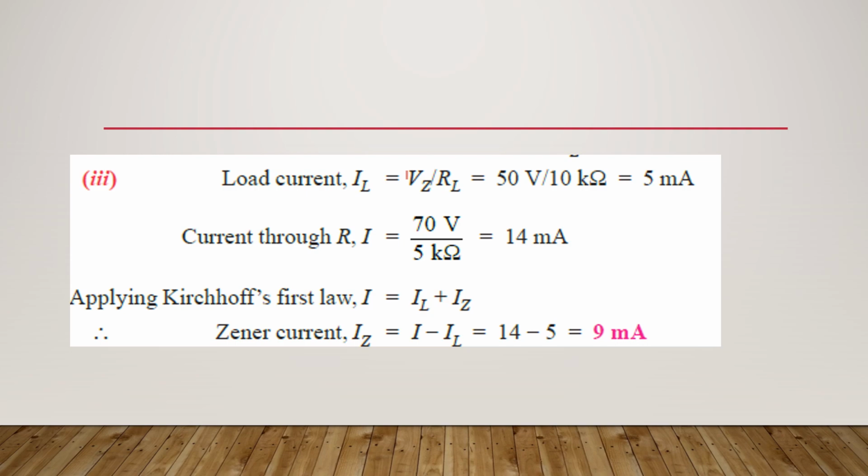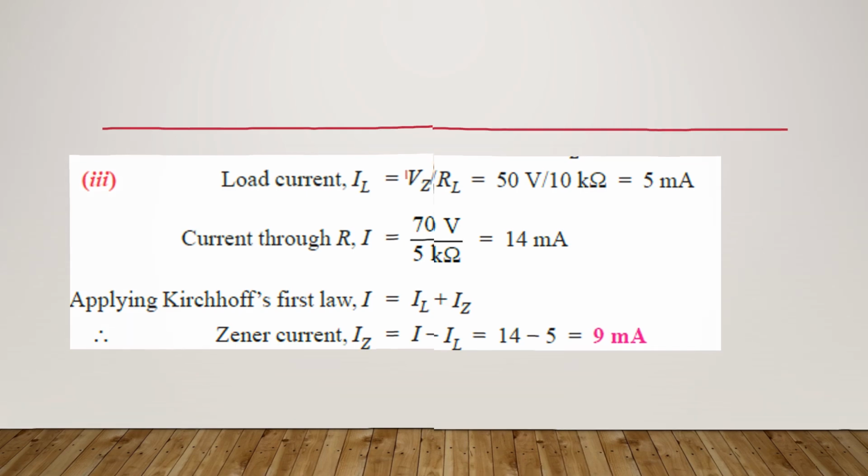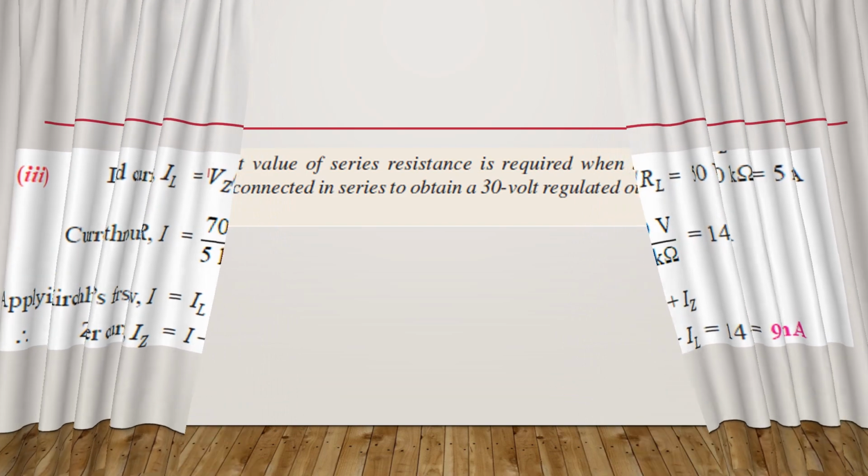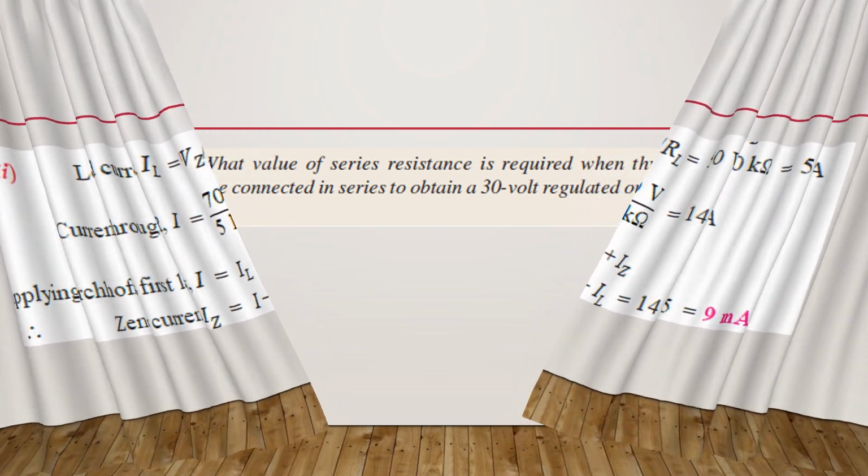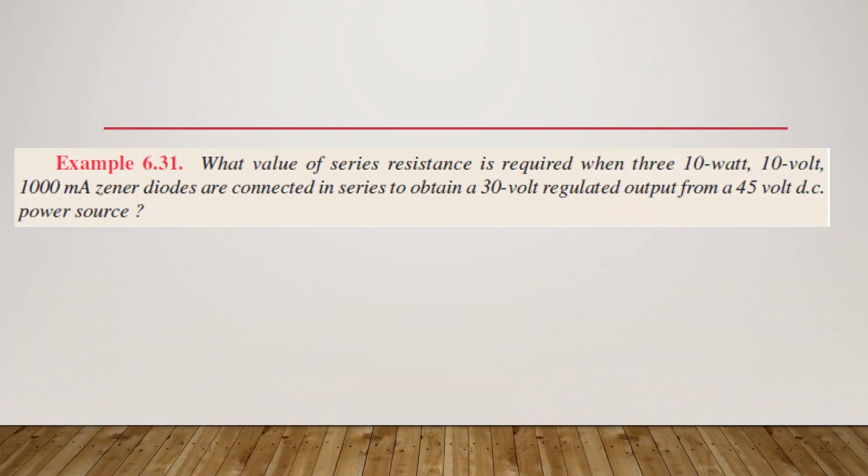Okay. So I hope you are clear with the problem. Okay. So the second sum we will go. What value of series resistance is required when 3 10 watt, 10 volt, 1000 milliamp Zener diodes are connected in series to obtain a 30 volt regulator output from a 40 volt power source? So we will draw the circuit.